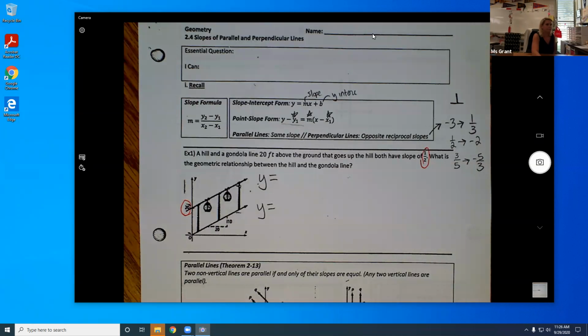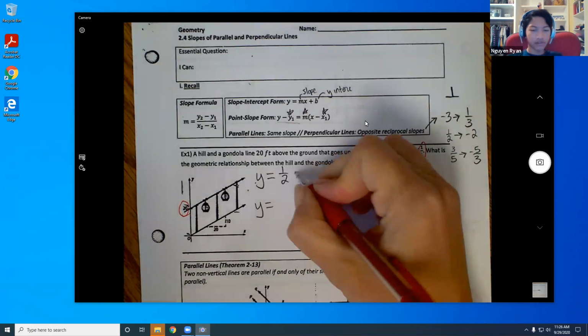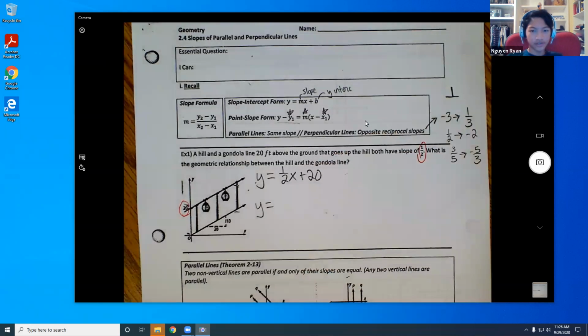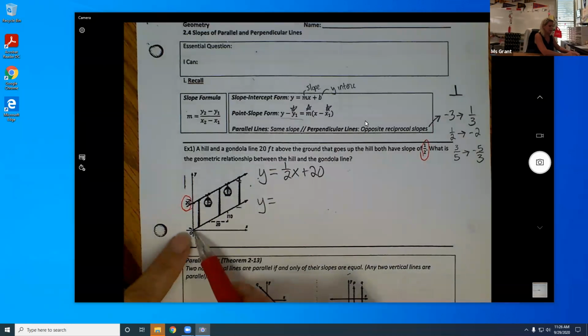Ryan. For the y equals mx plus b, since the slope is 1/2, it would be y equals 1/2 x and then plus 20, which would be the elevation above the ground. It is. It's 20 feet in the air. Perfect. Now my hill. My hill starts here at the origin.